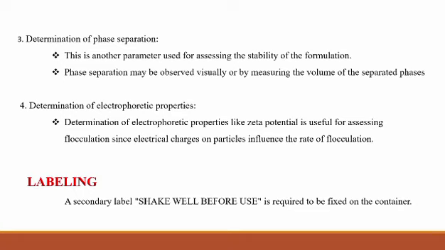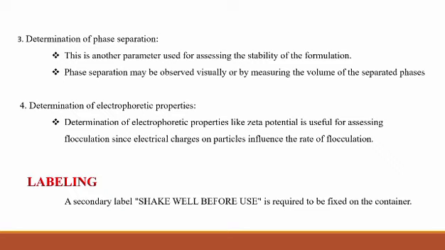And the next is determination of electrophoretic properties. Electrophoretic properties are nothing but the movement of emulsion droplets under an electric field, which indicates the surface charge of the droplets. Usually, the surface charge can be expressed as the zeta potential. When we apply an electric field, we have to evaluate the movement of emulsion droplets under it. The zeta potential.